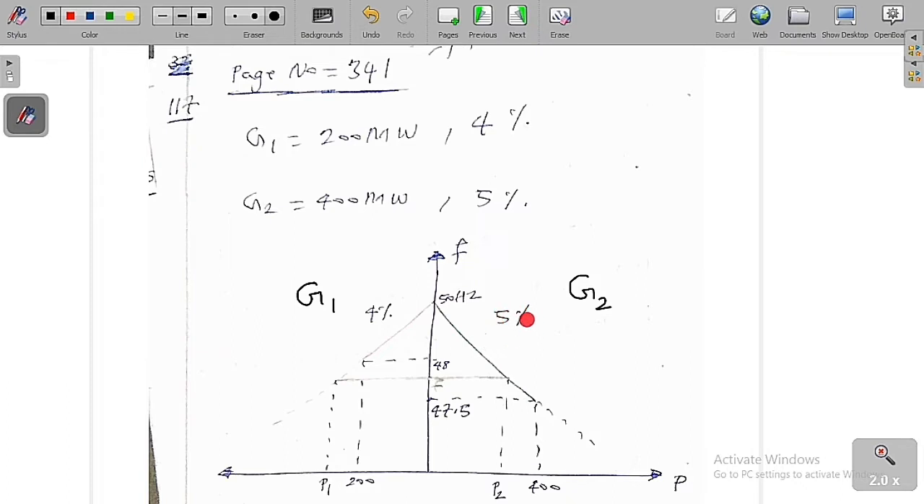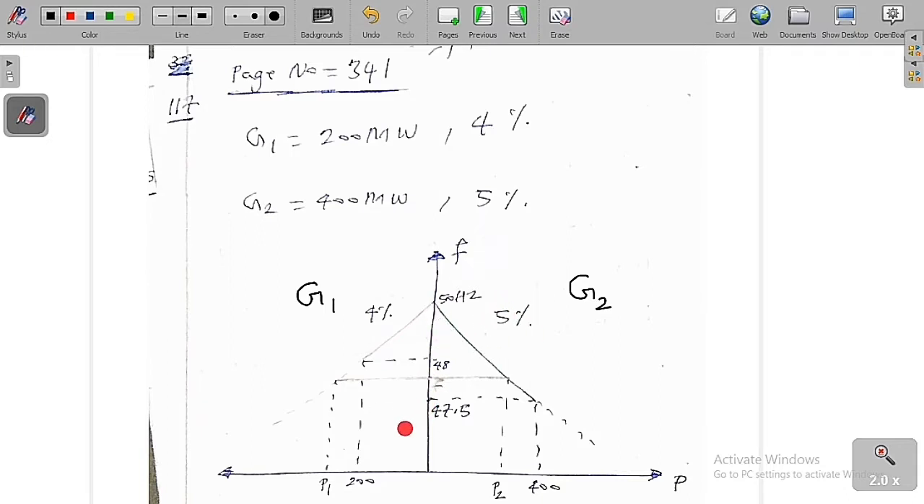So 5% is the more drop. More drop means this triangle will have a larger width. Small drop means we are going to get less width here. More drop means we are going to get very much more width, so this height is very large. If this value is more, this value will increase more and more.